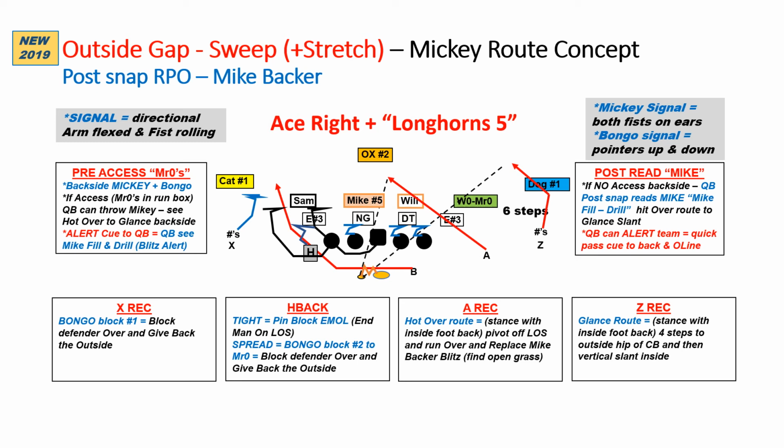And then we have the Mickey concept on the backside. The A runs a hot over route trying to replace the Mike or the will that fills, finding open grass, and the Z runs our glance route.